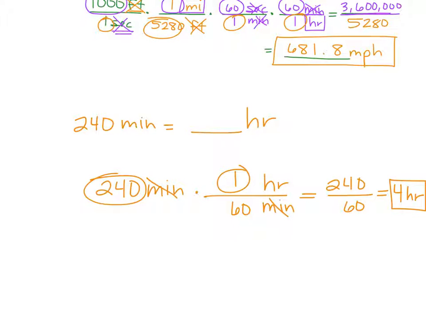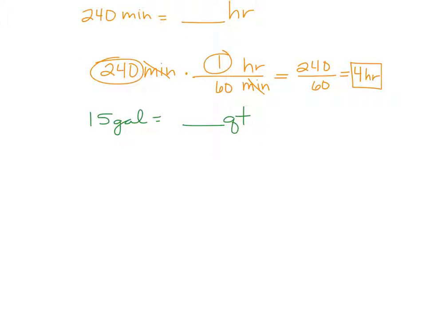Okay, do you want one more? Okay, last one. 15 gallons is how many quarts? It's 4 quarts in a gallon, right? So we're doing 15 gallons times what? What's going on top and what's going on bottom? Gallons on bottom to cancel it out. Quarts on top. What numbers? 4 quarts is 1 gallon.